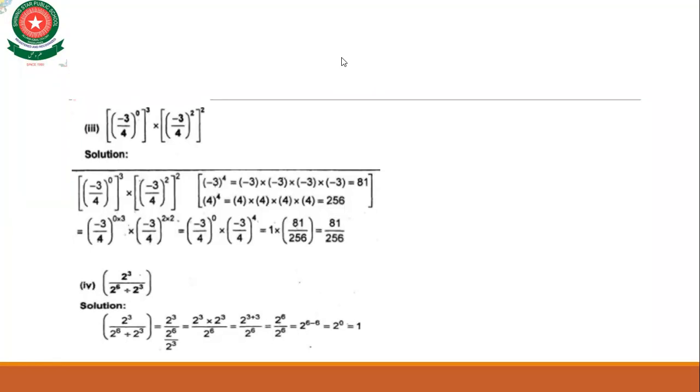Now again, the rule that we discussed in the previous exercise is that whenever the bases are the same but the terms are divided, we subtract the second exponent from the first. Then the answer will be 2^(6-6), which is equal to 2^0. And we know that whenever the exponent is 0, the answer will be 1.